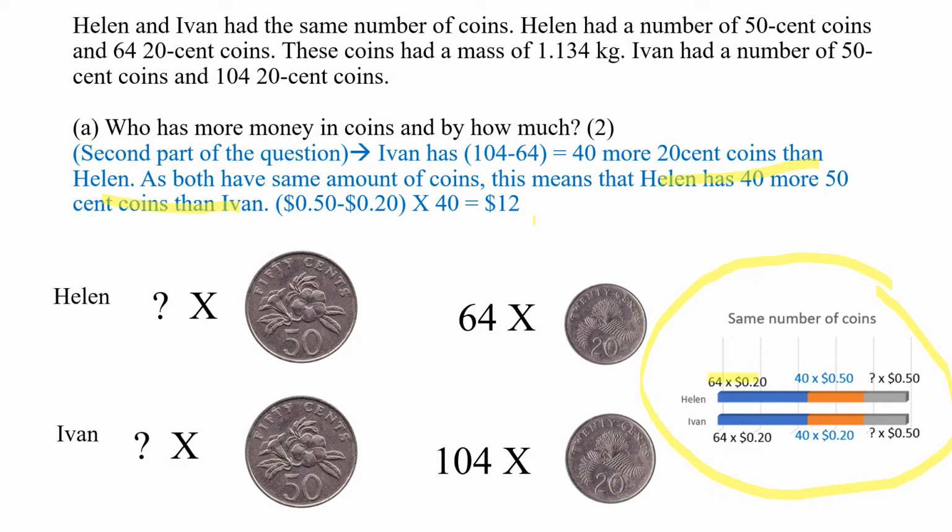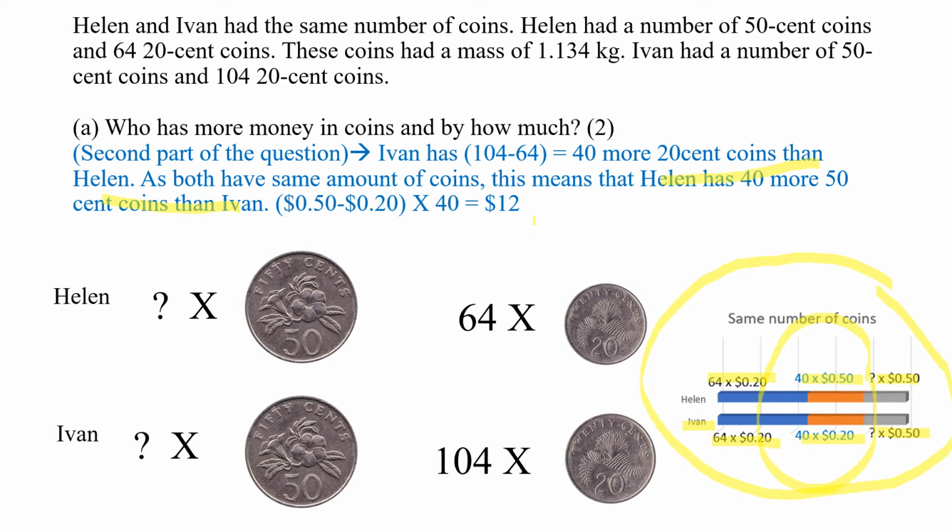So Helen has 64 20-cent coins, and this corresponds with the 64 20-cent coins that Ivan had. But Ivan would have 40 more 20-cent coins, and Helen would have 40 more 50-cent coins. And the unknown number of 50-cent coins that Helen has here in the gray portion is the same as that in the gray portion that Ivan has. So in order to find how much difference they have in total, we have to see the orange part.